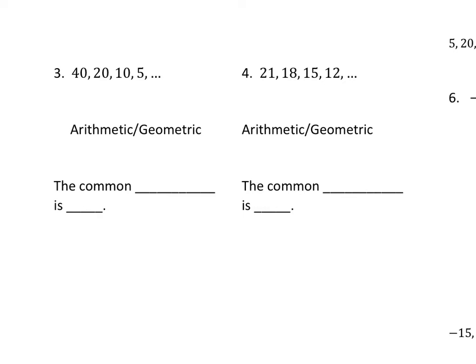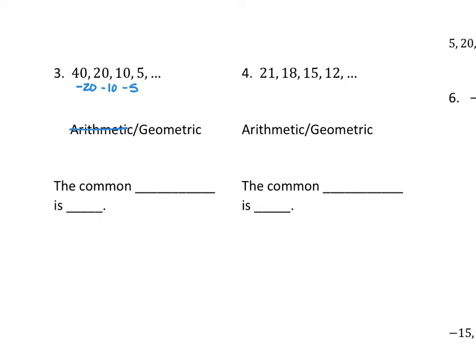Hopefully you notice that if we wanted to use addition, we would be subtracting 20, then subtracting 10, then subtracting 5. And since those numbers are not all the same, we know it is not an arithmetic sequence. But we can try geometric.